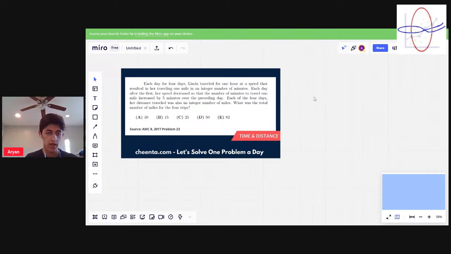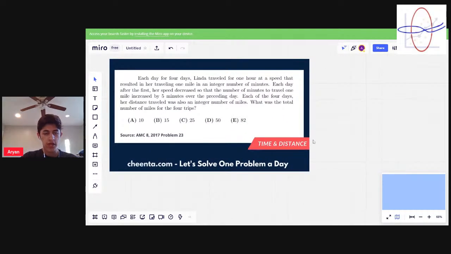Today we're going to be looking at the following AMC 8 2017 problem number 23. Let's start with a quick read. Each day for 4 days, Linda traveled for 1 hour at a speed that resulted in her traveling 1 mile in an integer number of minutes. Each day after the first, her speed decreased so that the number of minutes to travel 1 mile increased by 5 minutes over the preceding day. Since each of the 4 days, her distance traveled was also an integer number of miles, we're asked to find the total number of miles for the 4 trips.